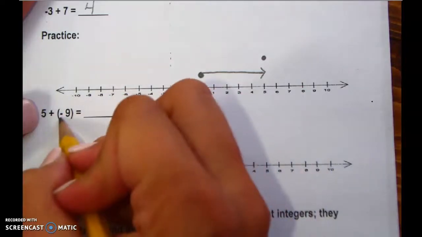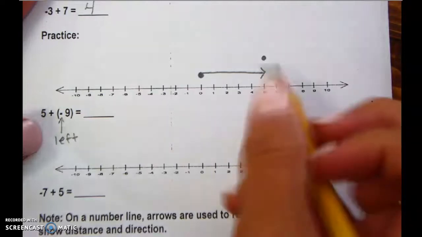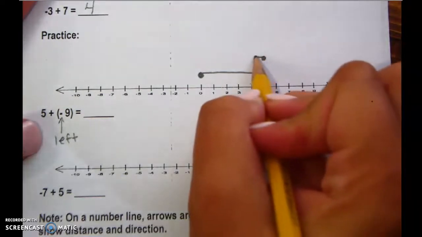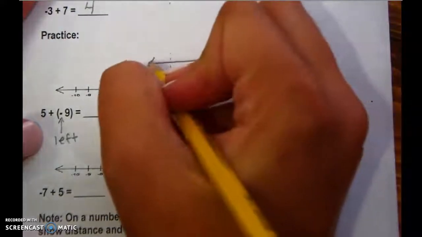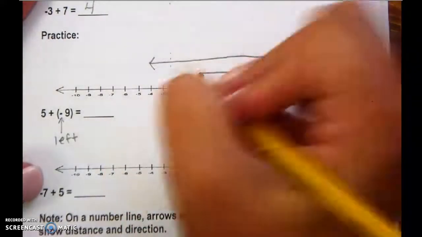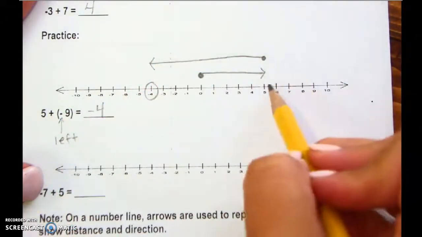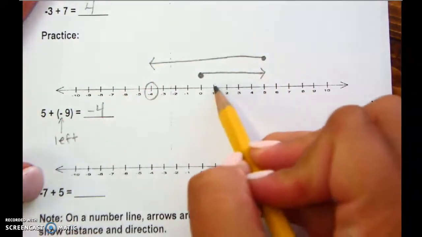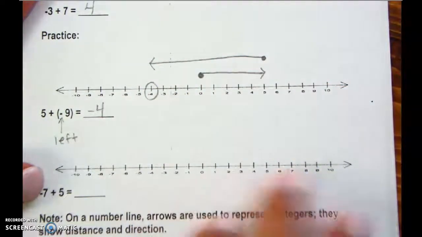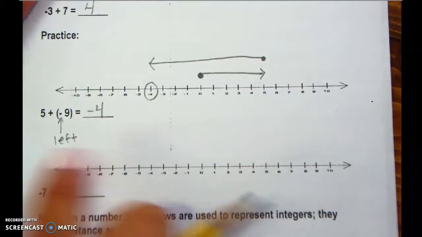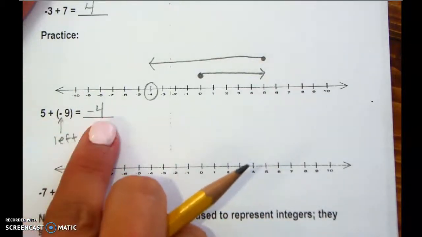I always say left because it's -9 units. So I'm going to count 1, 2, 3, 4, 5, 6, 7, 8, 9. And that puts us on -4. You can count 1, 2, 3, 4, 5, 6, 7, 8, 9 just to double check. So your number sentence reads 5 plus -9 equals -4.